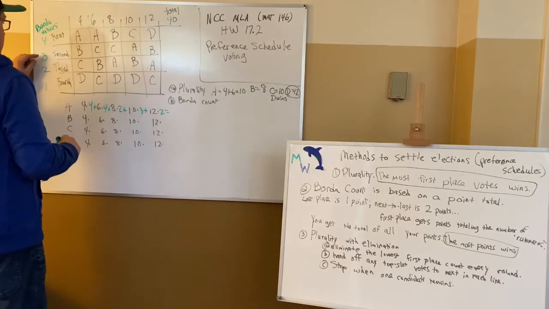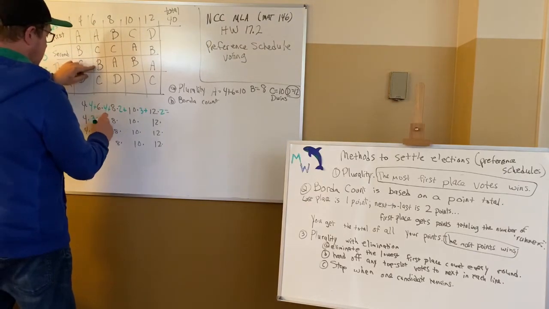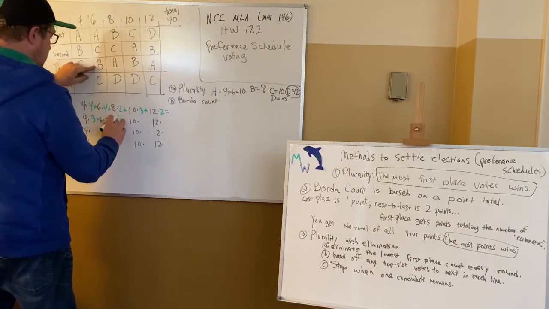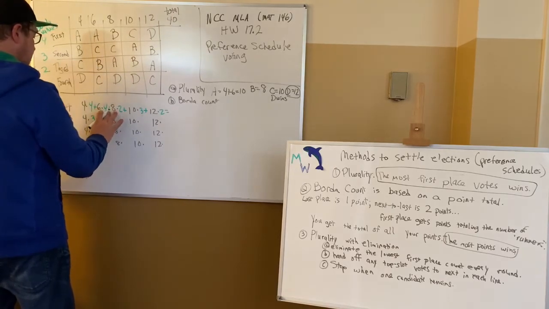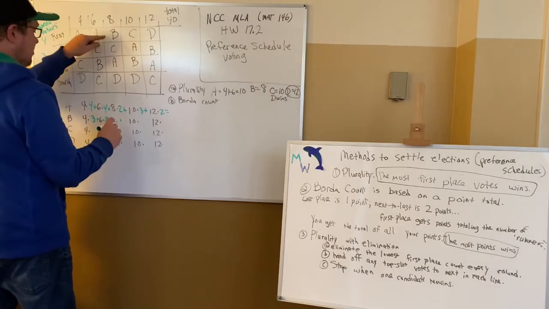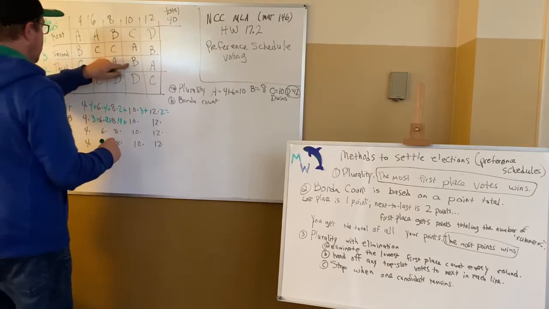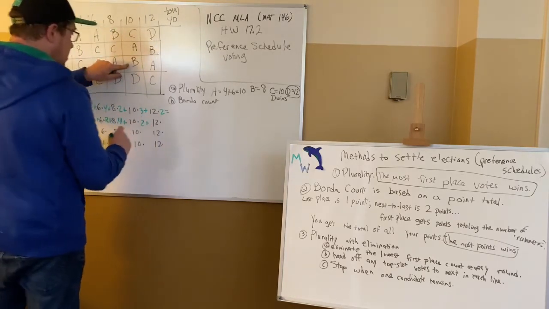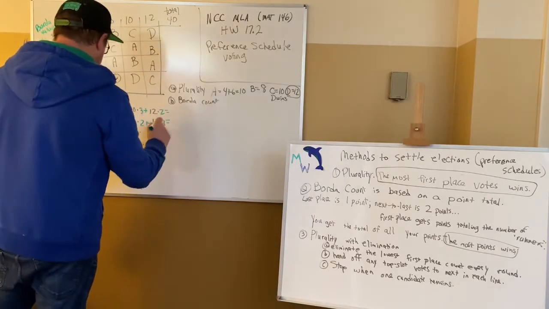Now I go for B. B is getting 3 points here. B is getting 2 points here. Oh, I put that in the wrong spot. Oh, come on, man. Oh well, I got it. B is getting 2 points here, plus we have 8 occurrences of B getting 4 points, 10 occurrences of B getting 2 points, and 12 occurrences of B getting 3 points. We'll see what that goes to.